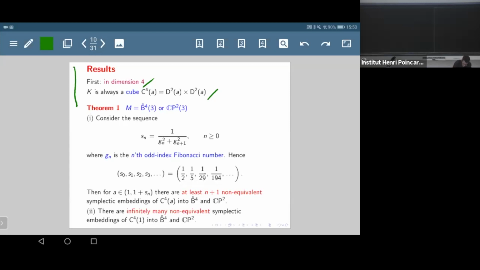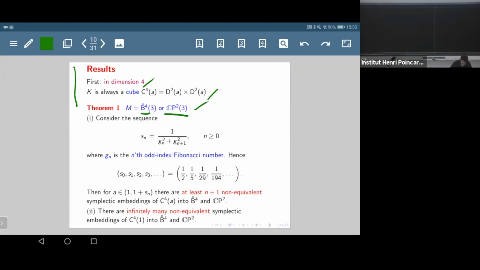And I take first as the target manifold a ball or a CP2, as you like. And I fix sizes so that numbers are reasonable. I take them of size 3. So the symplectic form on CP1 here is area of 3. It's here the natural choice.